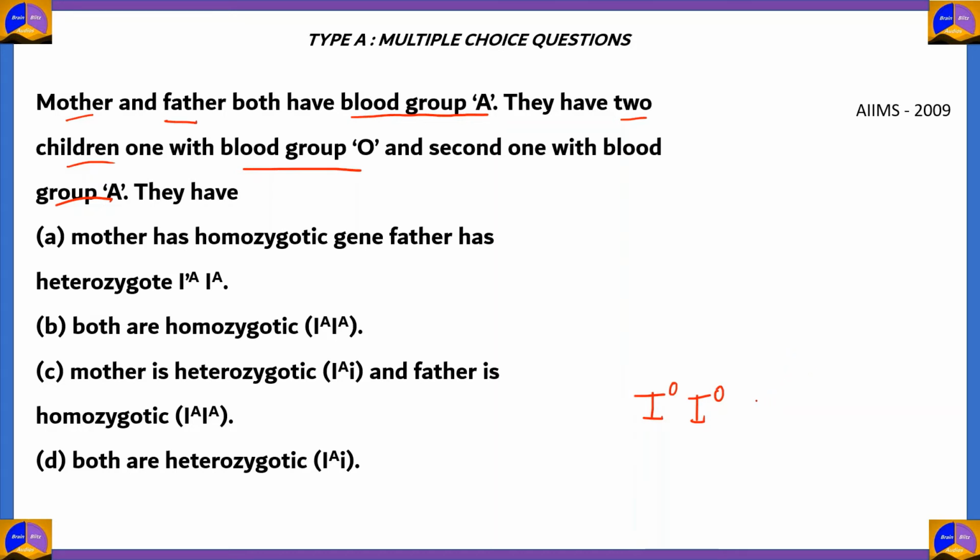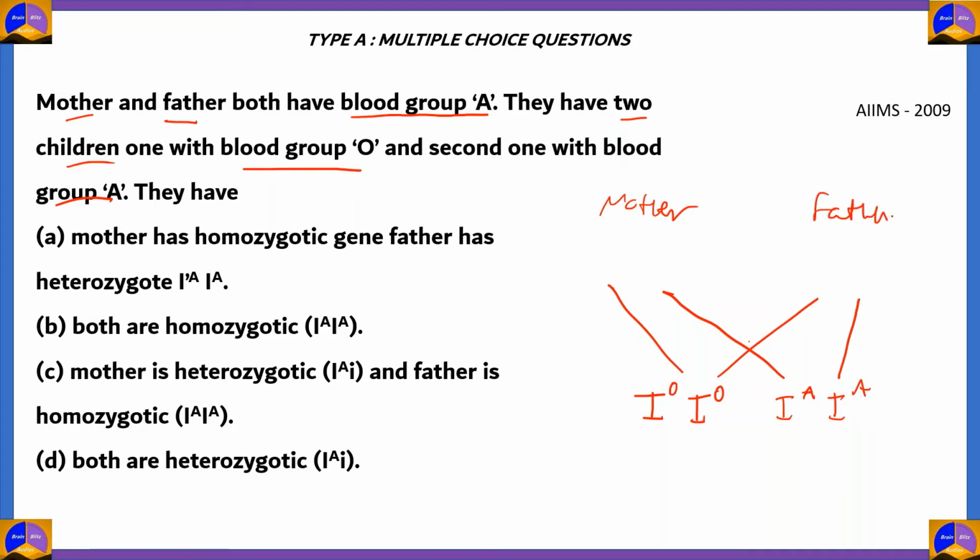And the child with a blood group A can have IA, IA, and when we trace both of these back to their parents, we find that both the mother and the father had IOIA as their genotype, because only when mother and father are heterozygous do we find this scenario.